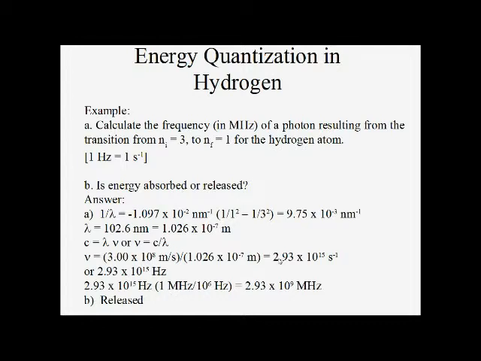We were asking for megahertz, so we have to convert that to megahertz. Inverse seconds is hertz, so hertz is inverse seconds. So a megahertz is 10 to the 6 hertz. So we divide by our 10 to the 6 and we get 2.93 times 10 to the 9th megahertz.